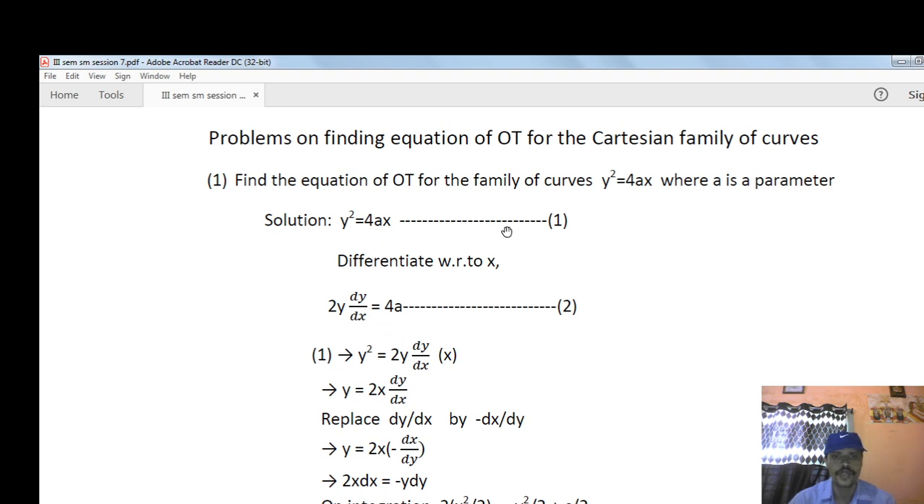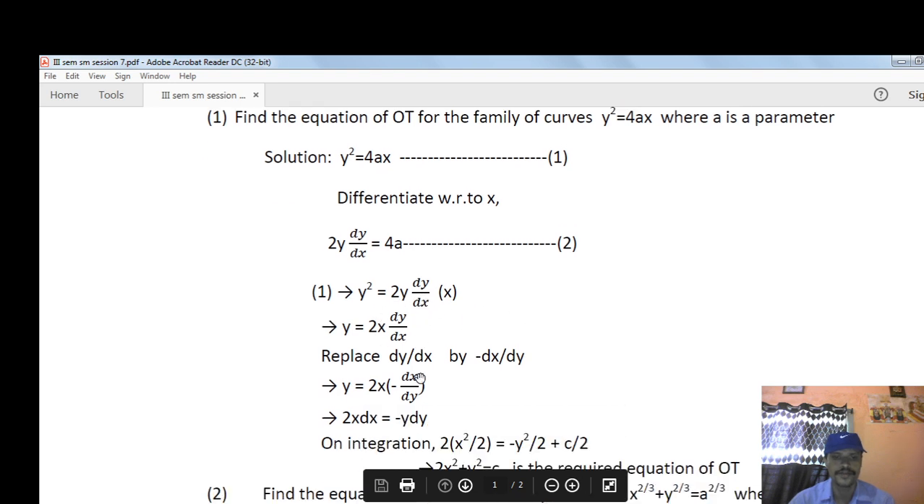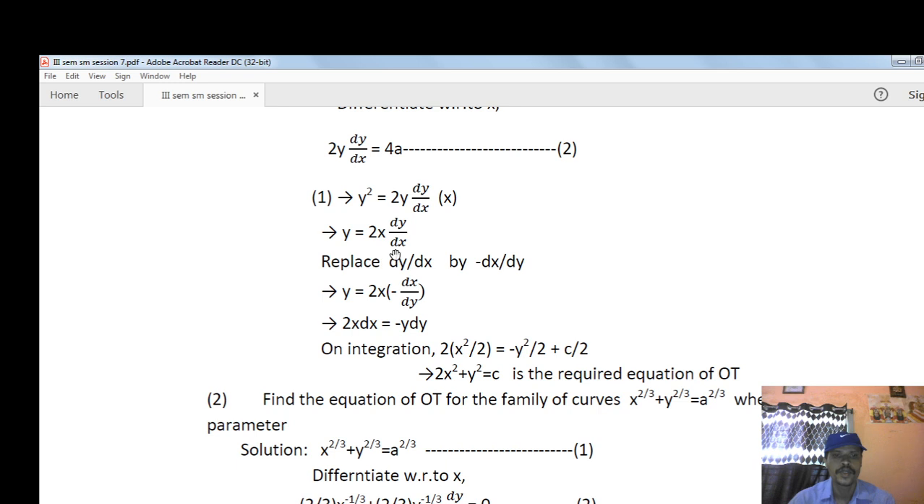Substituting 4a value in the equation 1, now 1 implies y square is equal to 4a, that is 2y into dy by dx, into x. Now y gets cancelled. y is equal to 2x into dy by dx. Here a is removed and therefore apply the orthogonal condition. Replace dy by dx by minus dx by dy. y is equal to 2x into minus dx by dy.